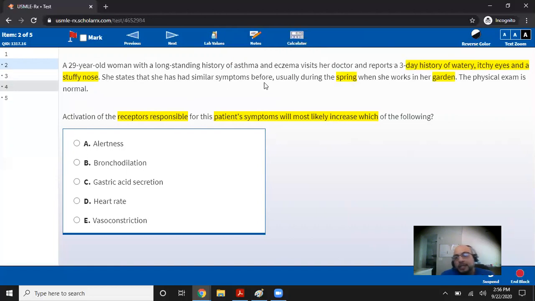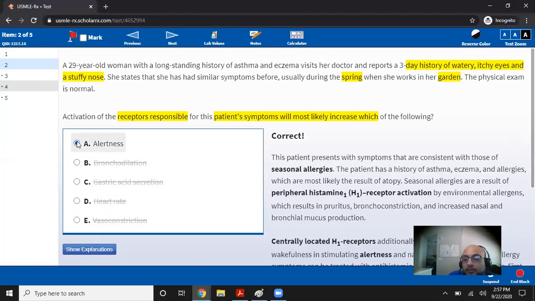So what is she having? Looks like allergies. Okay, so then what receptors are activated? Well, we have histamine receptors, H1 and H2. We know that H2 is associated with the GI tract and acid. So this is not that, therefore H1. And if I remember correctly, is H1 associated with vasoconstriction? No. Is it associated with heart rate? No. Gastric acid secretion? No, that's H2. Is it bronchodilation? No.